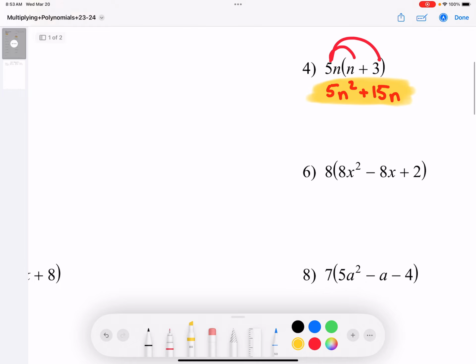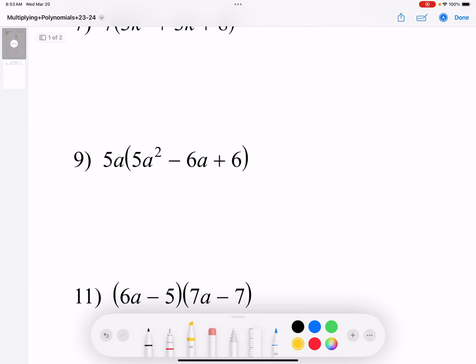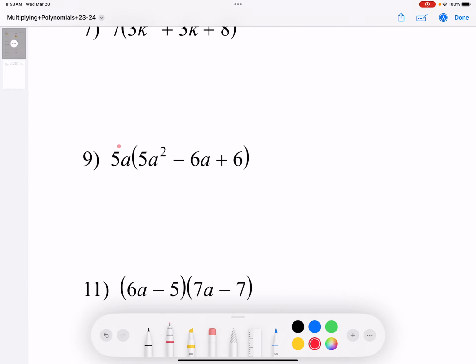So then we get to some more complicated ones where you have a monomial times a trinomial. I'm going to do one of the more complicated ones. I'm going to skip 6, 7, and 8. I am going to look at number 9. So on this one, you distribute 5a to 5a to the second. So you do 5 times 5 is 25. And then a to the first times a to the second is a to the third. You just add the exponents.